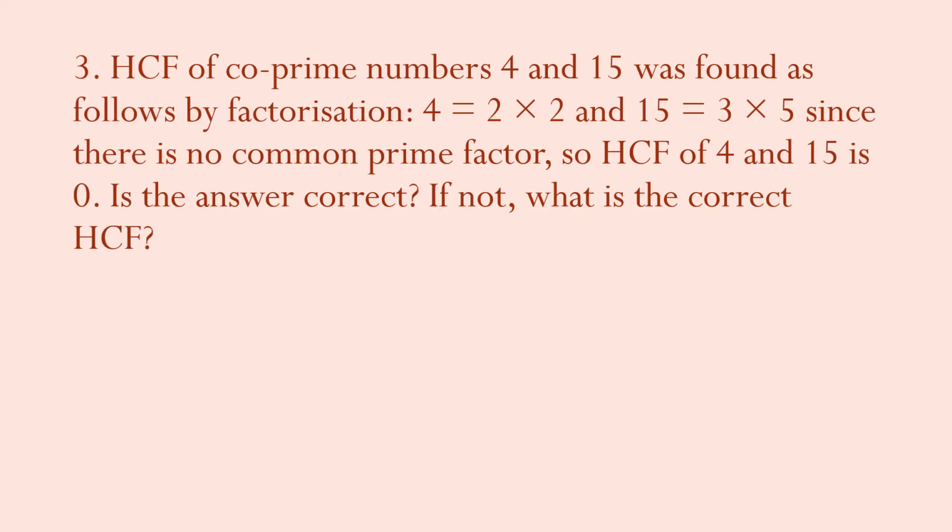Last question is, HCF of co-prime numbers 4 and 15 was found as follows by factorization. 4 equal to 2 into 2 and 15 is equal to 3 into 5. Since there is no common prime factor, so HCF of 4 and 15 is 0. Is the answer correct? If not, what is the correct HCF? So what's your answer?